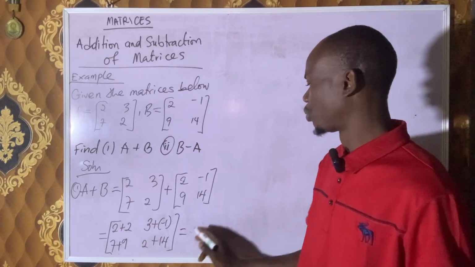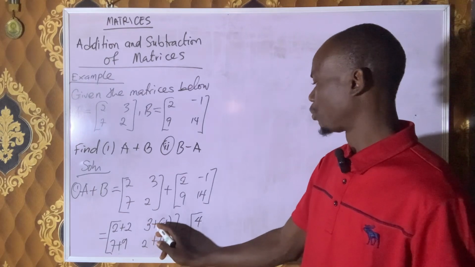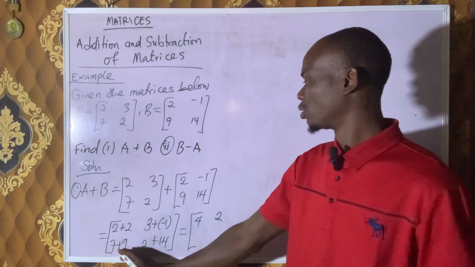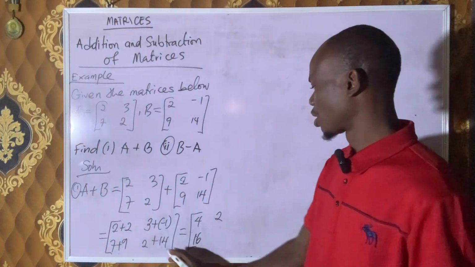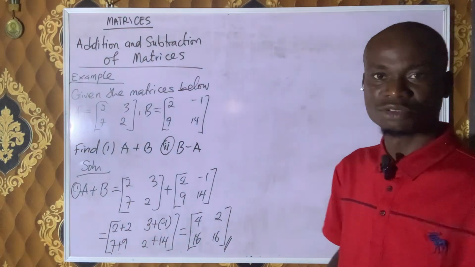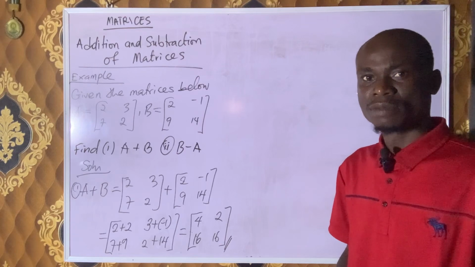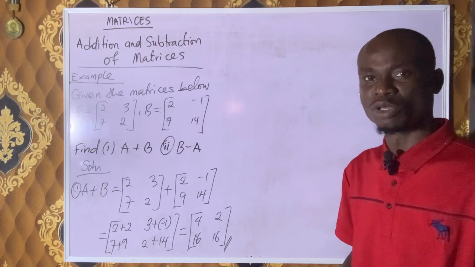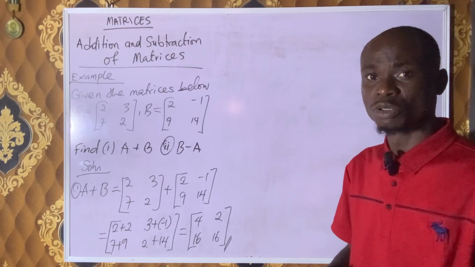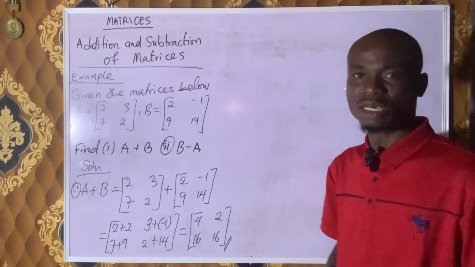So when you add up, you are going to have 2 plus 2, 4. 3 plus minus 1, that is 3 minus 1, 2. 7 plus 9 is 16. And 2 plus 14 is 16. So you can see it's that straightforward. That is why the order of two or more matrices must be the same before they can be added together or subtracted from each other. Okay, so let's look at the second question.